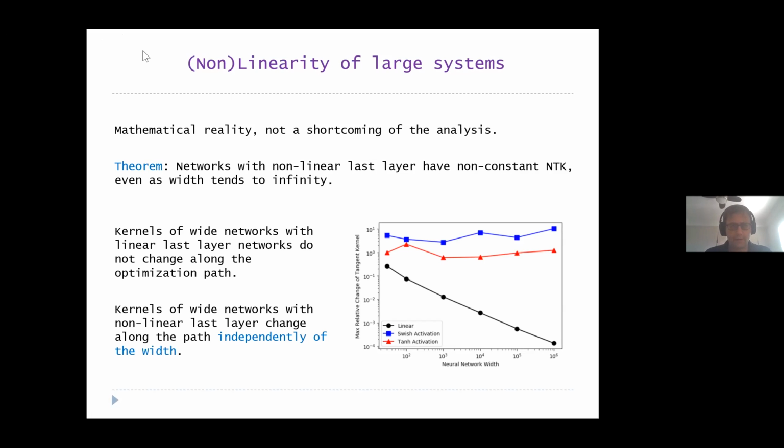This is kind of nice. So this is the change. What is shown on the x-axis is the network width. The width goes this way. What is shown on the y-axis is the change of the tangent kernel. And the black neural network is a nonlinear network, but the last layer is linear. And you see that as it becomes wider, the change goes down to 0. When the last layer is nonlinear, for example, hyperbolic tan, it's just kind of constant. It doesn't change. So it's exactly what mathematics would predict here.